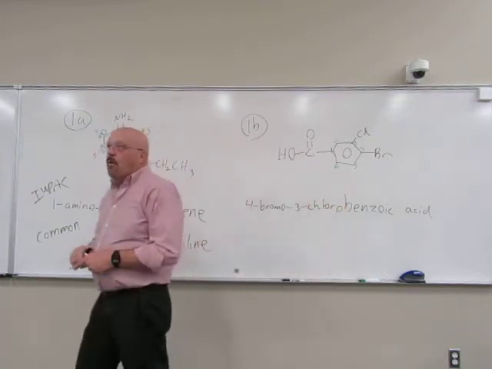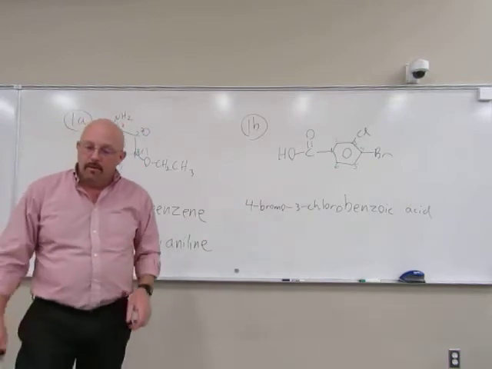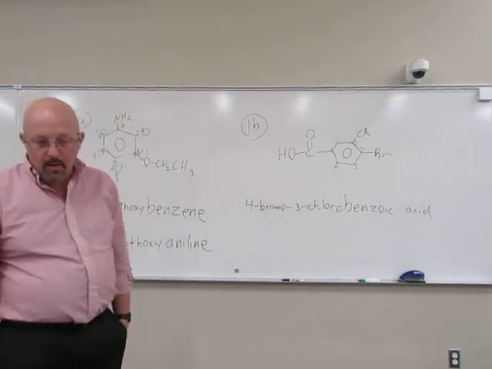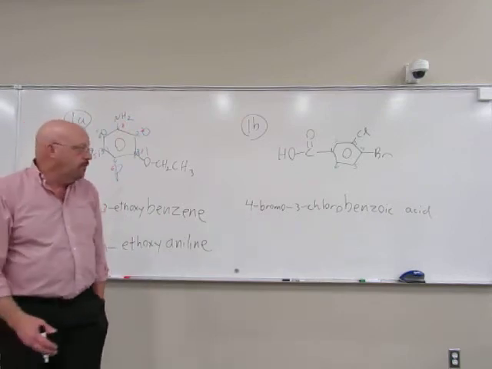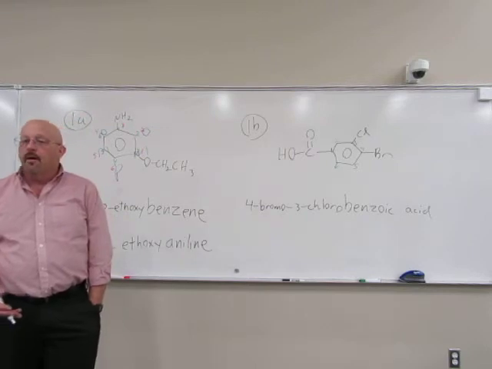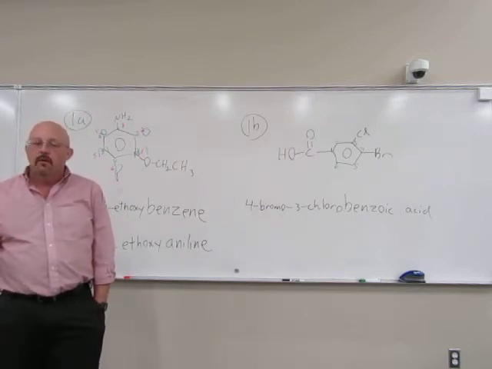So this is a 4-bromo, 3-chloro benzoic acid. There is not any other common nomenclature for that. You can't use ortho, meta, and para here because I have 3 substituents. Ortho, meta, and para are only for 2 substituents.